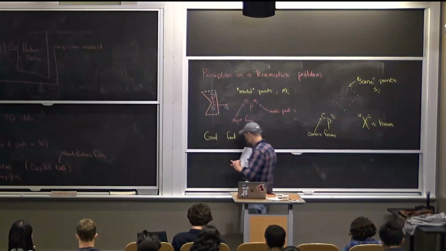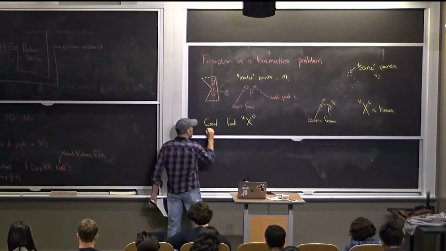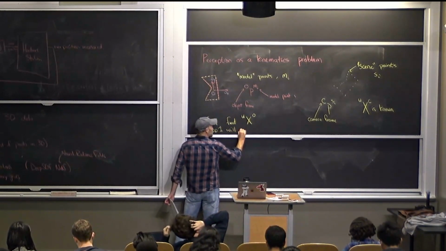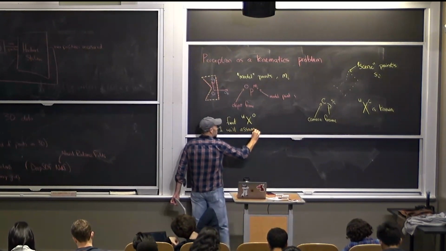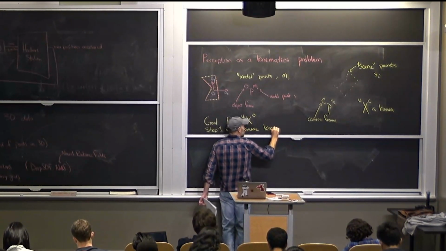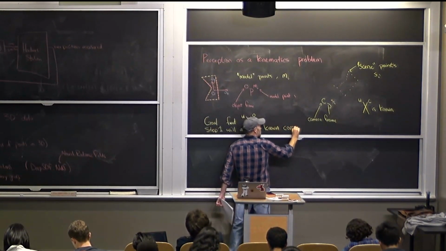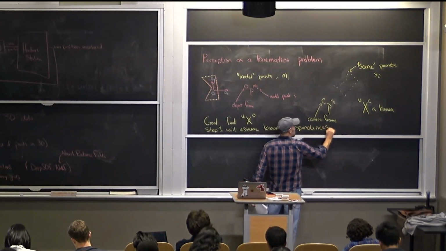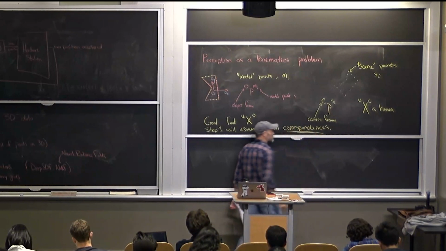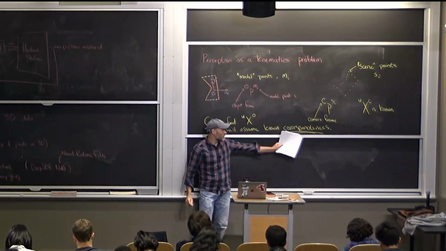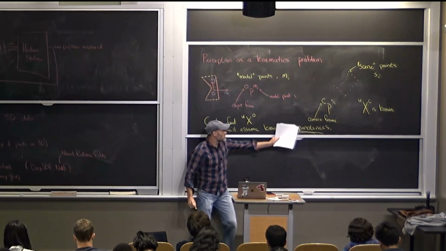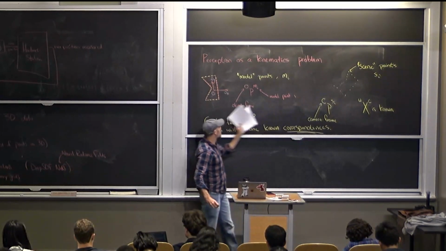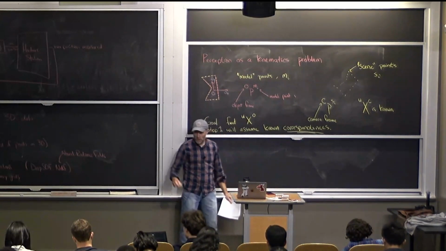Okay, so step one, we'll assume known correspondences. Sometimes I forget to define that word, but it's just the mapping. I would define it in symbols in a minute, but the mapping from those points to these points are the correspondences.